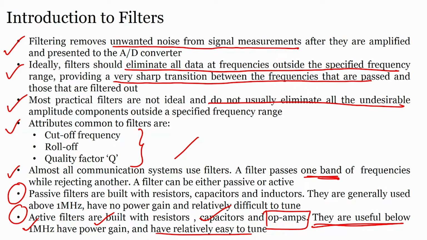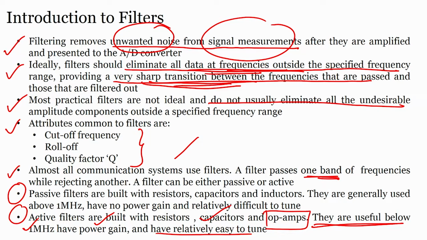So, that means that when you are given a choice of using active or passive filters, try to use active filters, that should be the goal, all right. So, quickly let us again see this screen, and again quickly let us recall what are filters. Filters are circuits which are used for removing unwanted noise from signal measurement. Second, filters should eliminate all data outside the specified frequency, providing a sharp transition. Third, most practical filters are not ideal and do not usually eliminate all the undesirable frequencies.